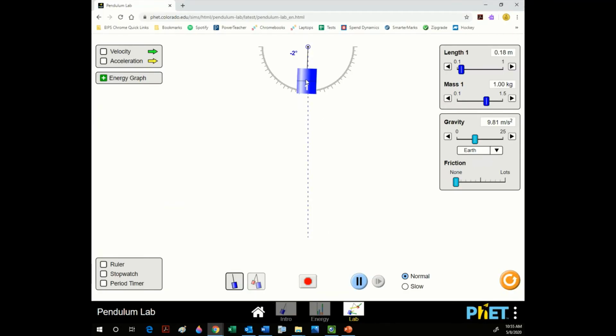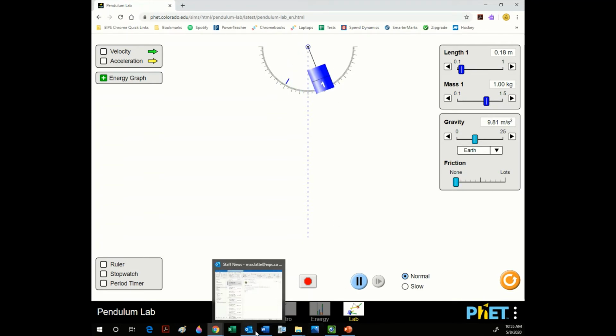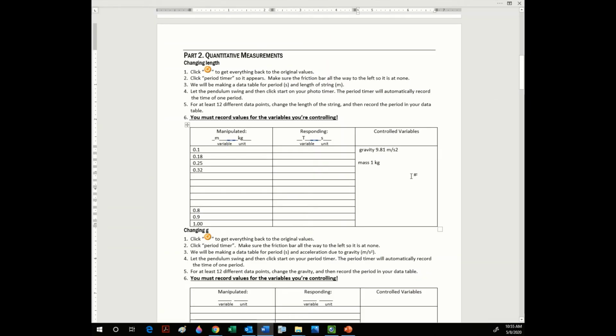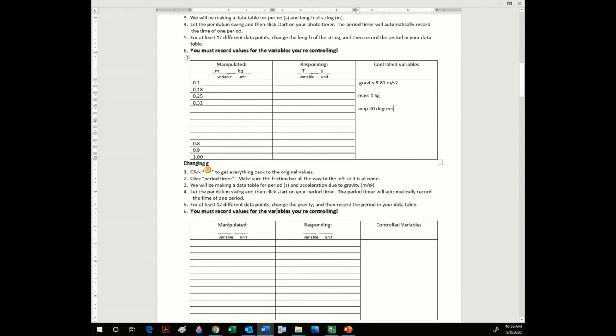Another controlled variable is our amplitude. So don't do your amplitude crazy, or else it'll affect it. I would say try to stick around 30 degrees here, and make sure you turn that friction to none. So that's also one that we want to record in there, that our amplitude is 30 degrees. Okay, so you'll do that experiment. And that's it.